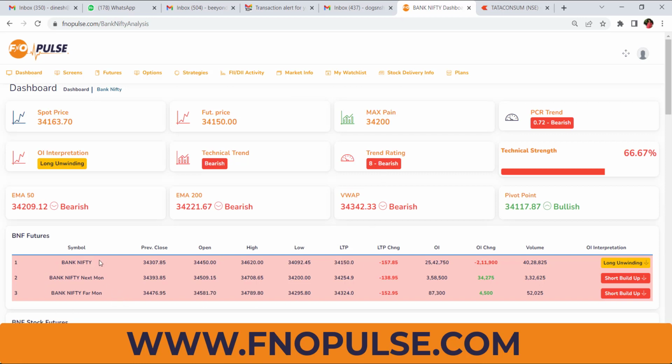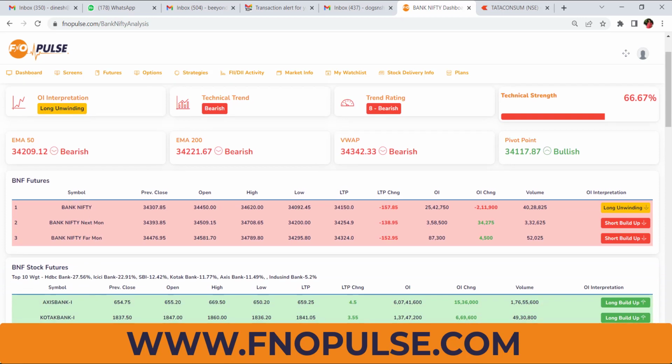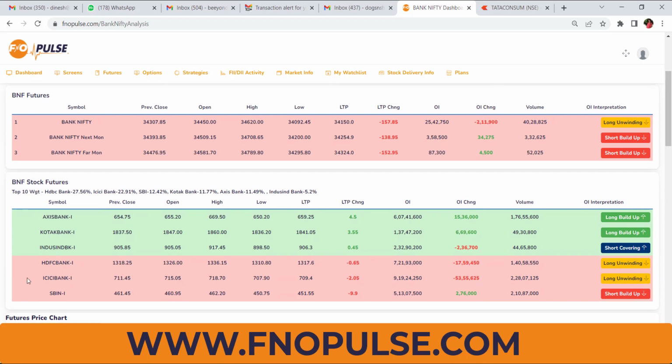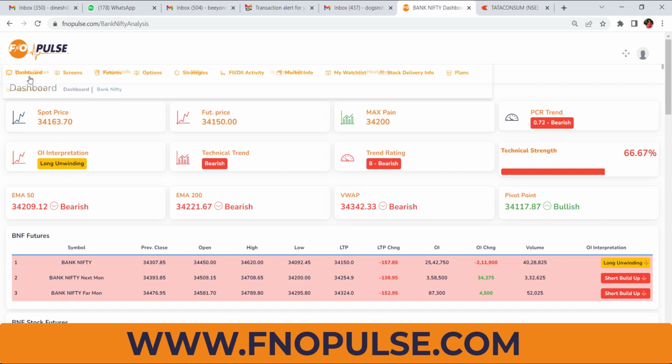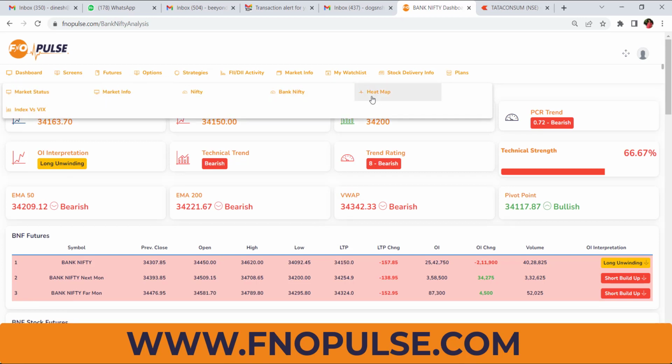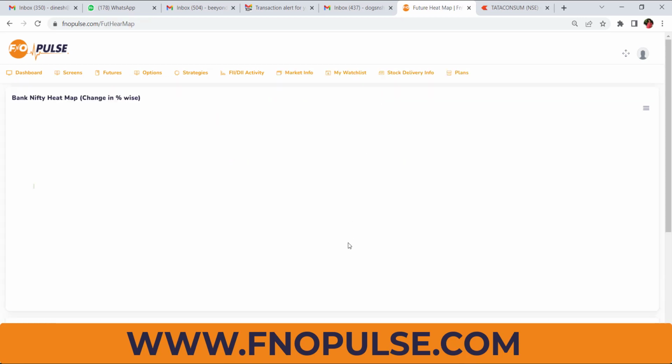In the same way, this also has the current month future, next June month future and July month future. And the Bank Nifty stocks are here, the Bank Nifty futures stocks. Next, let's see about the heat map. You all know about the heat map.